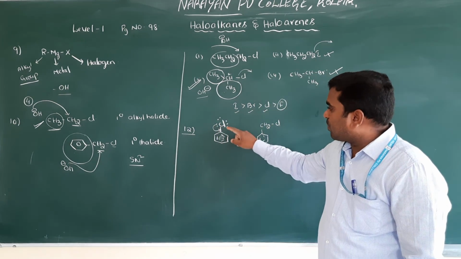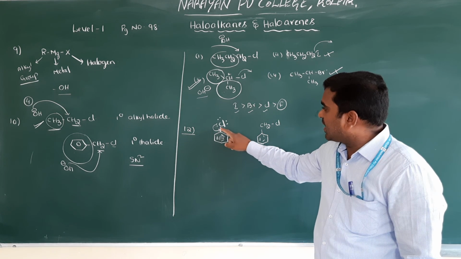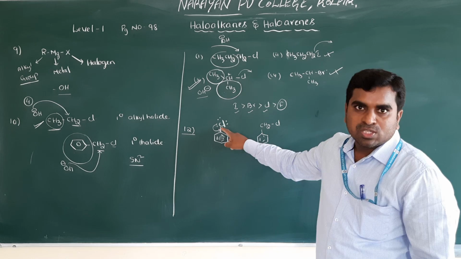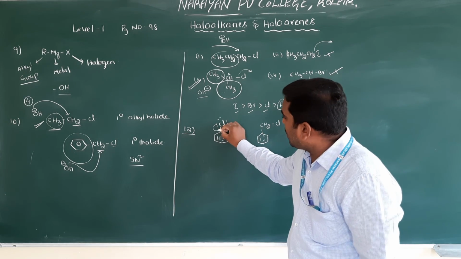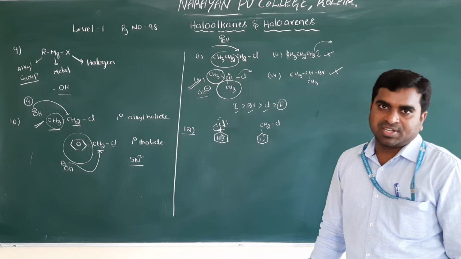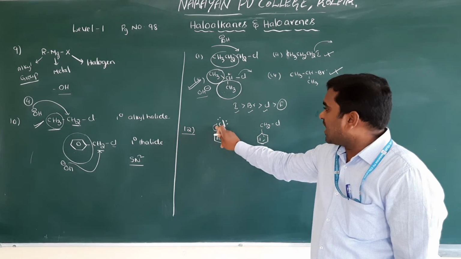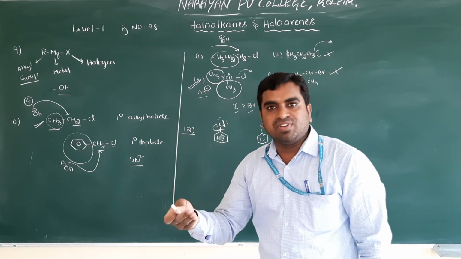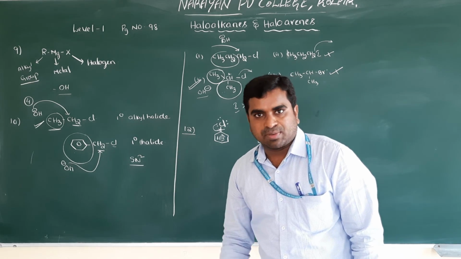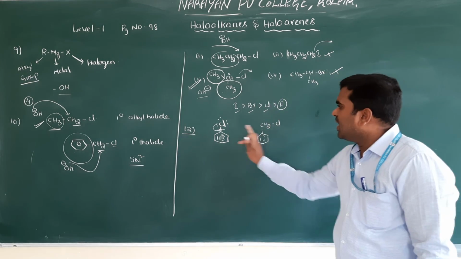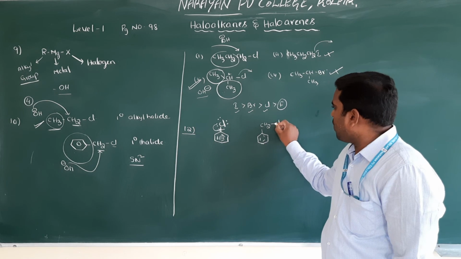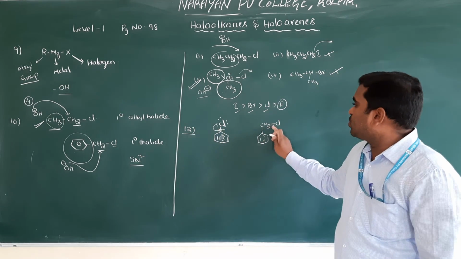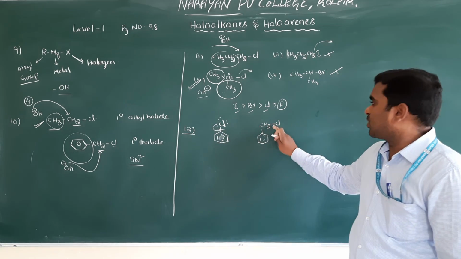And here the chlorine on the phenyl ring, the bond is not a single bond. It is a partially double bond. So that's why breaking this bond is very, very difficult. So that's why haloarenes will show the less reactivity towards the nucleophilic substitution reaction. Compared to these two, it is which bond? Single bond. But here which bond? It is a partial double bond, and to break the double bond is difficult compared to the single bond.